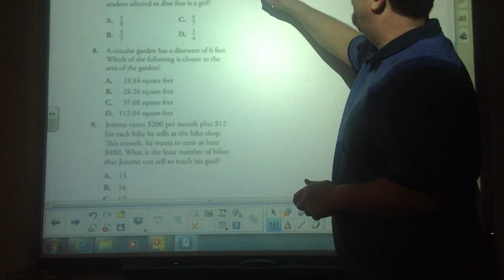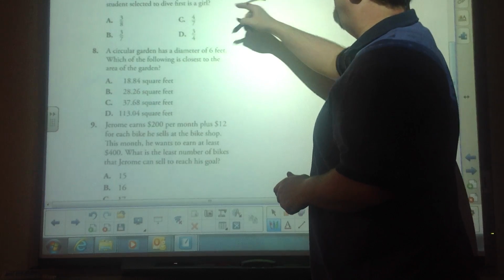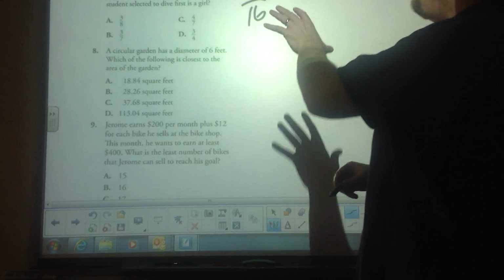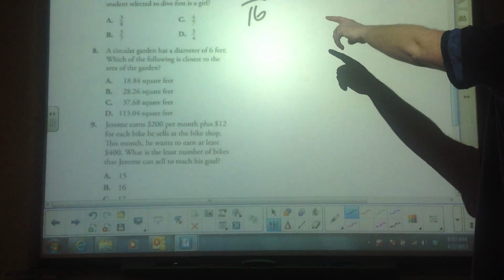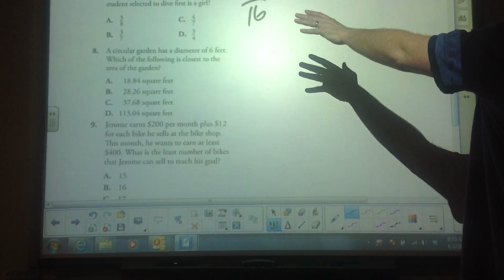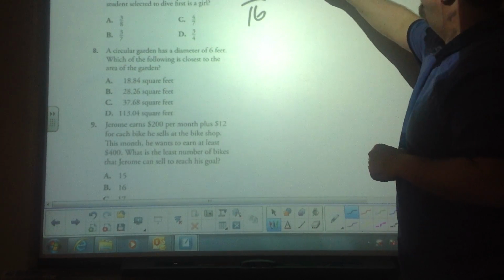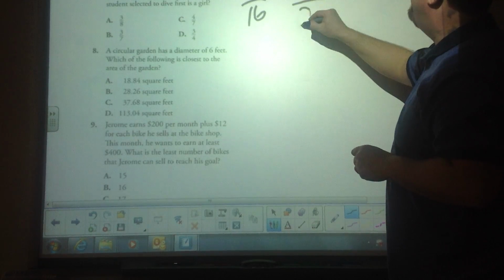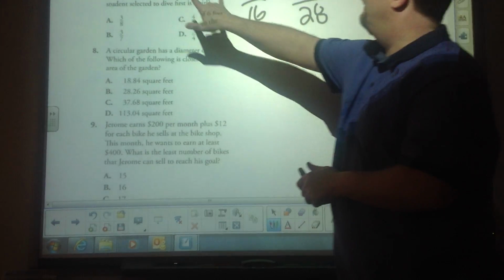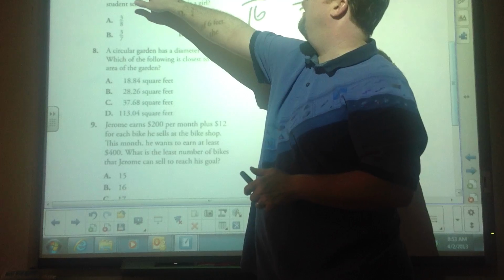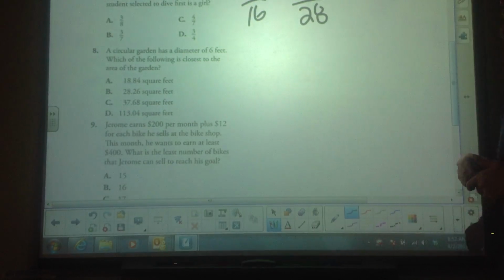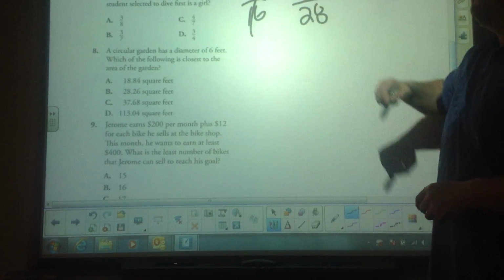A lot of people are putting 12 over 16 for the probability of picking a girl. Well, what's wrong with that is there are 16 boys, not a total of 16. Right here, our probability for this question is 12 over 28, because we have to add the total of the two together. There are 12 girls and 16 boys in diving class. If one of them is selected randomly, what's the probability that it's a girl?